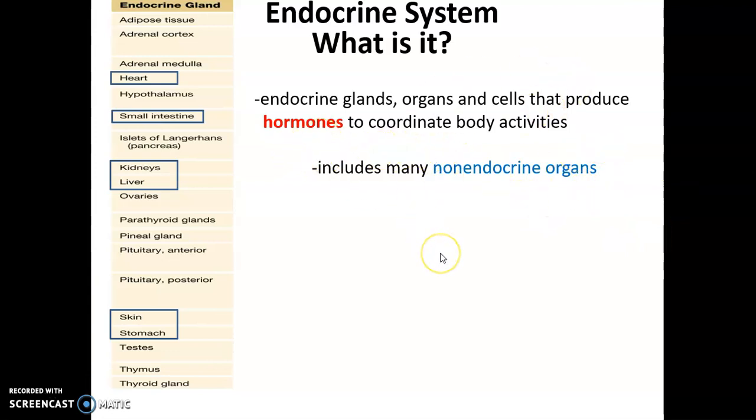Again, it's hormones that all of these structures produce, and the hormones are needed to coordinate body activities. And it turns out there are additional non-endocrine organs that also produce hormones that don't fall under the category of endocrine systems, such as the heart, small intestines, kidney, liver, stomach, skin. So hormones are very important for the functioning of the body.